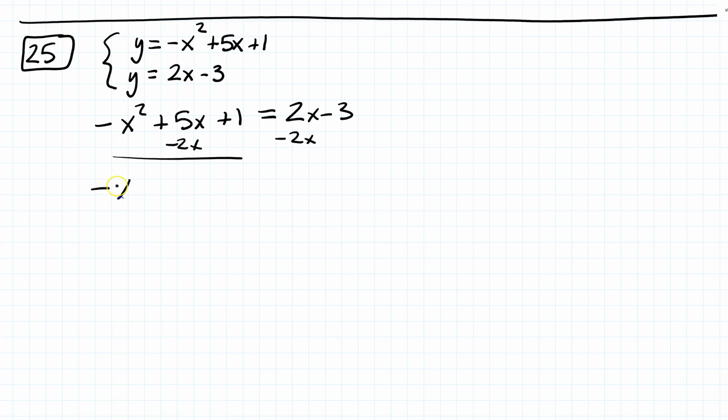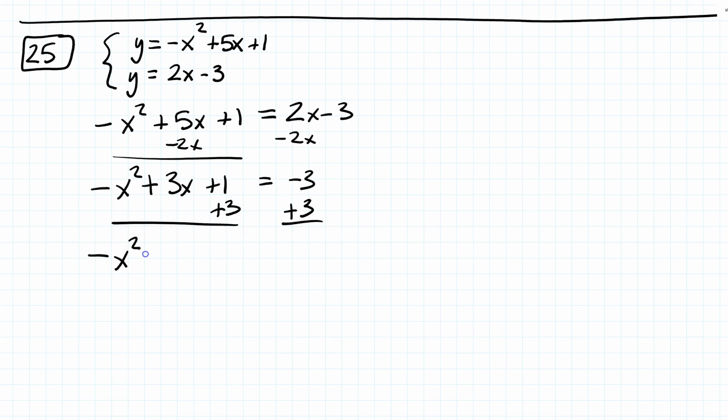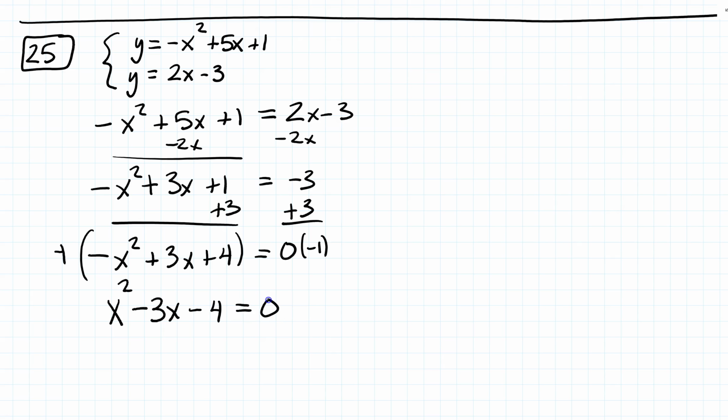Okay, so I'm going to get negative x squared plus 3x, excuse me, and then plus 1 is going to be equal to negative 3. So I'm going to add 3 to both sides. Okay, so I'm going to get negative x squared plus 3x plus the number 4 is now equal to 0. And I'm going to multiply everything by negative 1 to get my leading coefficient to be a positive 1. So I have x squared minus 3x minus 4 is now equal to 0.